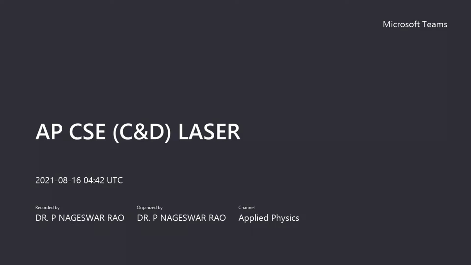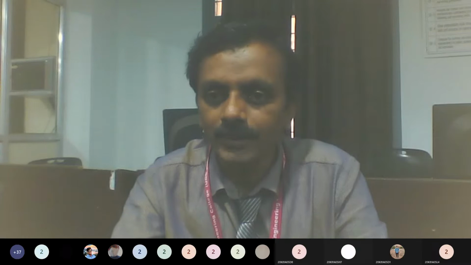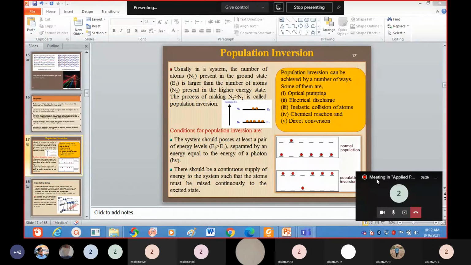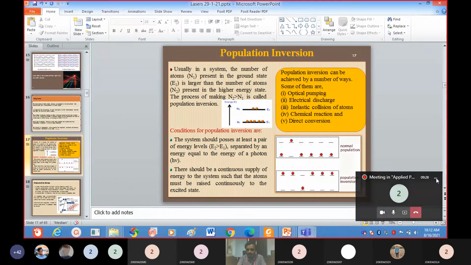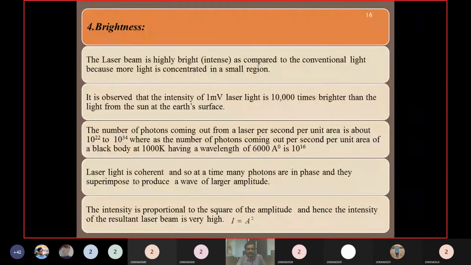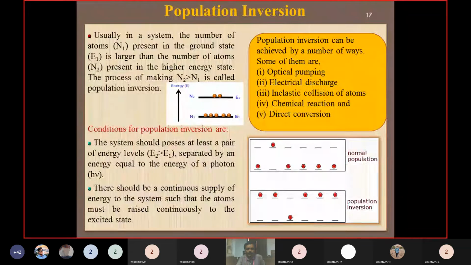Class, we are discussing lasers now, so we will continue that topic. In the last class we discussed the different characteristics of lasers. Now we are going to some important definitions in lasers.